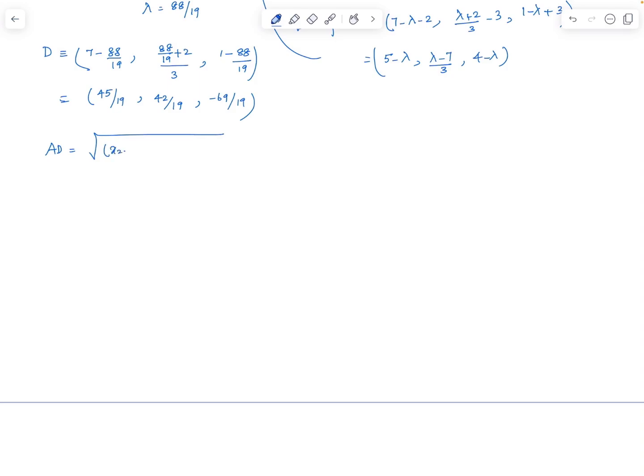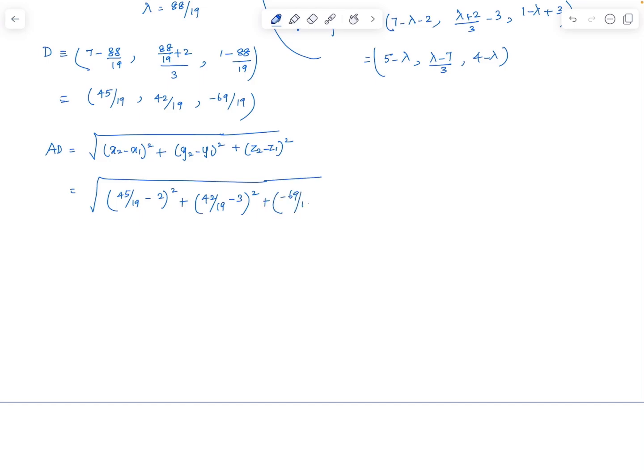This is equal to square root of (x2 minus x1) the whole square plus (y2 minus y1) the whole square plus (z2 minus z1) the whole square, which is (45 upon 19 minus 2) the whole square plus (42 upon 19 minus 3) the whole square plus (minus 69 upon 19 plus 3) the whole square, which is equal to root 418 upon 19, that is 20.45 upon 19, which is 1.08 units. So this is the perpendicular distance of the winner.